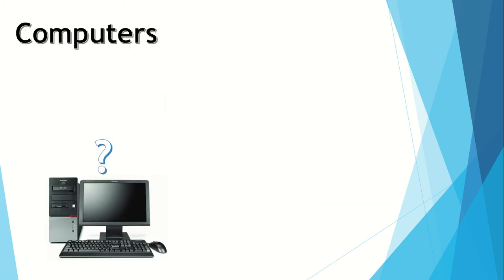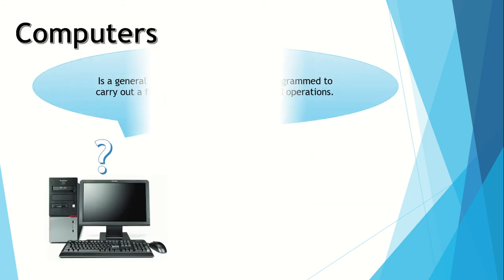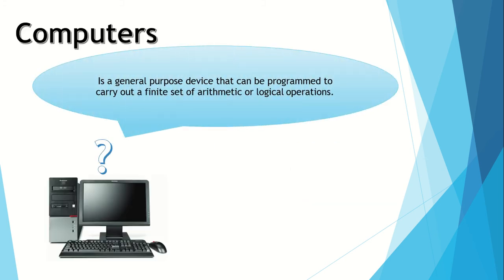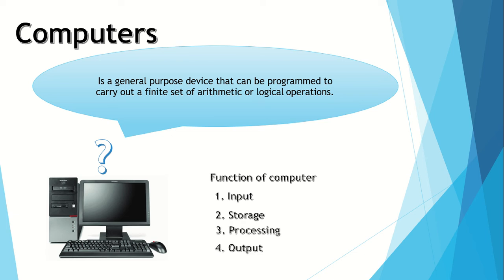What is computer? Computer is a general-purpose device that can be programmed to carry out a finite set of arithmetic or logical operations. The major functions of a computer system are input, storage, processing, and output. Let's take a closer look at each of the major functions.